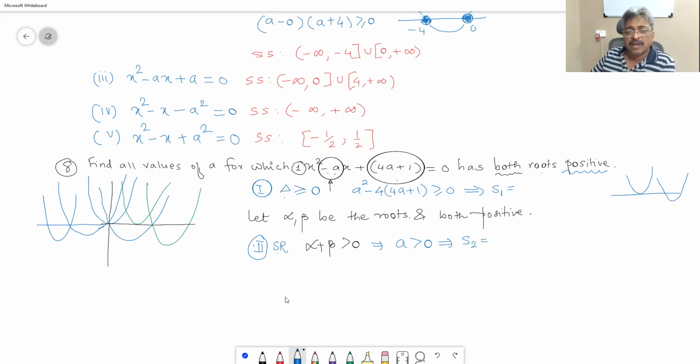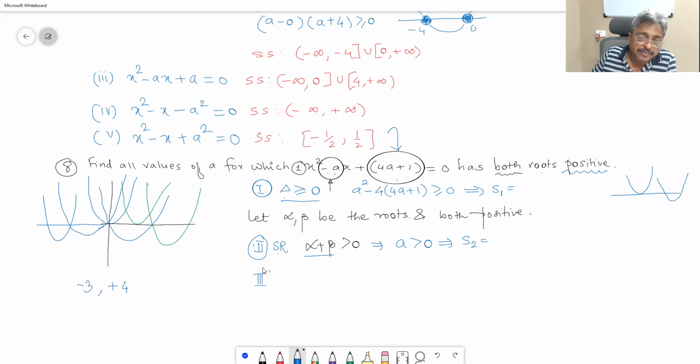Oh, this will provide me the second solution set. It can happen that the sum of the roots is greater than 0, but not necessary that both the roots are positive. If one root is minus 3 and another root is plus 4, then the sum of the roots is positive, but both of them are not positive. Therefore, this is a necessary condition, but may not be sufficient. Therefore, we have to exhaust the third information which is given to us, which is the product of the roots.